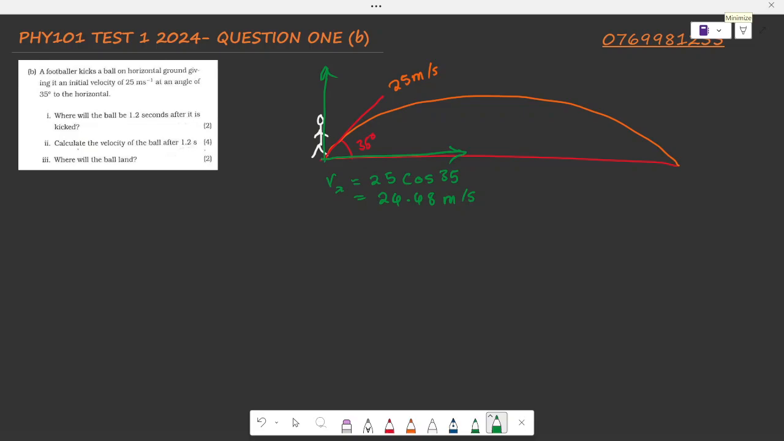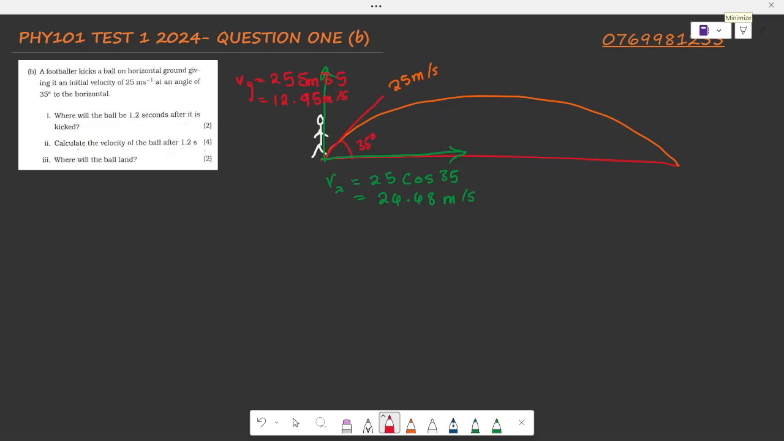And to find the Vy, we're going to do the same. Vy will be equal to 25 sine 35 degrees, which gives us 12.95 meters per second. Okay, I've successfully resolved this into its components.